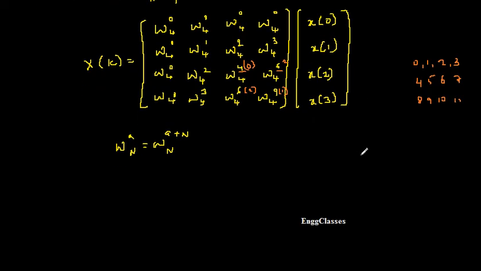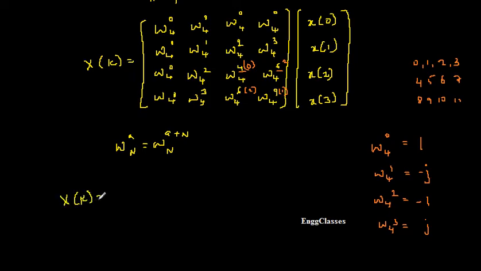And we also know the values of w4 to the power 0, w4 to the power 1, w4 to the power 2, w4 to the power 3. We must be aware of these values. I hope you people know it. w4 to the power 0 is 1, w4 to the power 1 turns out to be minus j, w4 to the power 2 turns out to be minus 1, and w4 to the power 3 is plus j. So this comes from the twiddle factors. Once I know those things, I can rewrite the matrix again in a very simplified manner.